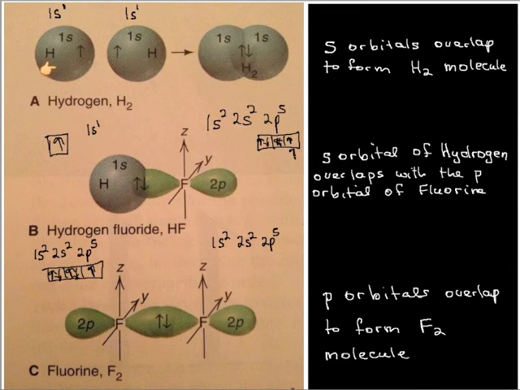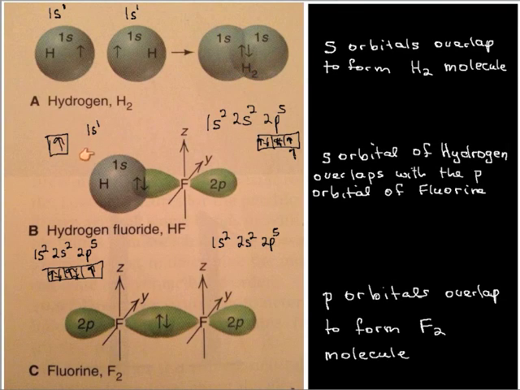A very simplistic view of how covalent bonds are formed. In the first one, where the two hydrogen atoms are brought closer together, the s orbitals of the hydrogen atoms will overlap to form a hydrogen molecule, and here we are showing the electrons from each hydrogen forming a pair, and this pair fills the valence shell of both the hydrogen atoms.